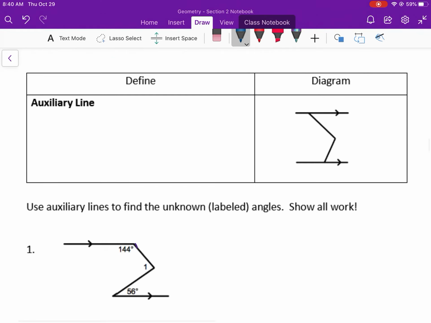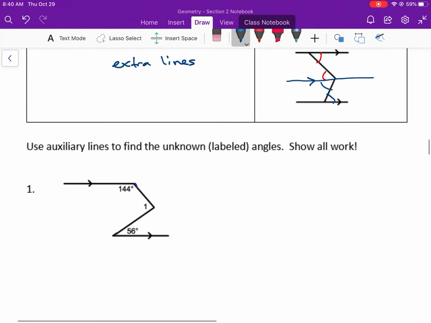Now, sometimes we have to draw auxiliary lines. Auxiliary lines are just extra lines. Sometimes they're parallel, sometimes they're an extension of your transversals. In these next few problems, you're going to think of this as the auxiliary line, and it's going to be parallel to those other ones. Okay? Because now I can say that this angle is the same as this angle, and this angle is the same as that angle, and then I can find all kinds of stuff.